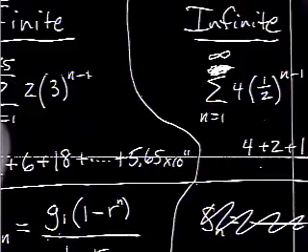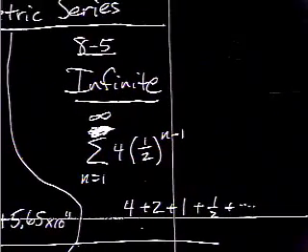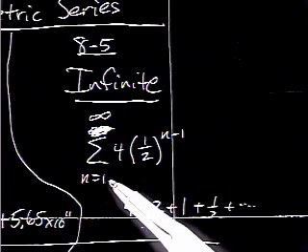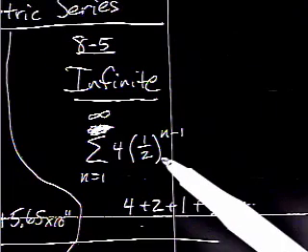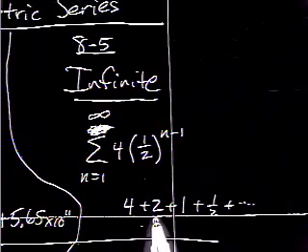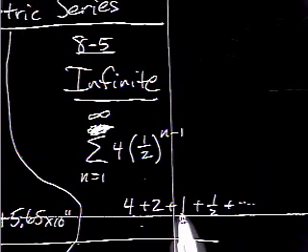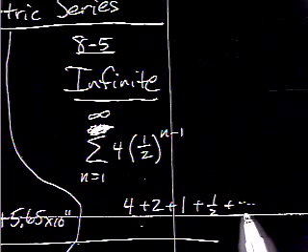Now the infinite cases might look like this. Still summation notation, but as n goes from 1 to infinity, sorry for the scribble, of 4 times 1/2 to the n minus 1. Well, the first term in this case would be 4. You plug in a 1, you get 4. Plug in a 2, you get 2. Plug in a 3, you get 1. And continuing on, the dot, dot, dot indicates that it goes on forever and ever and ever, never stops. That's called an infinite geometric series.